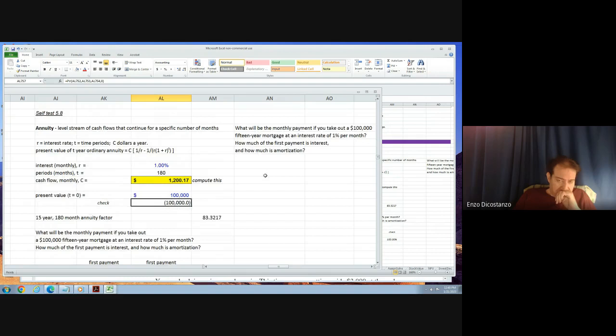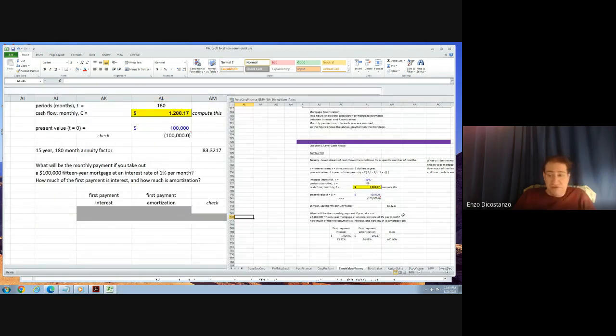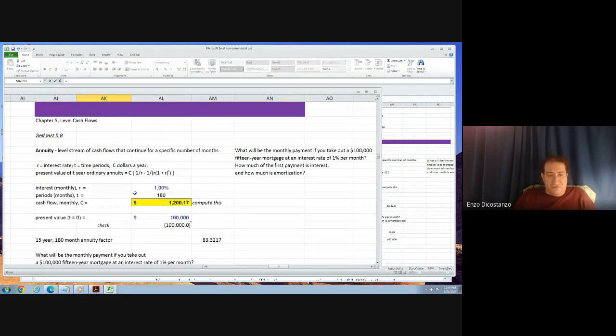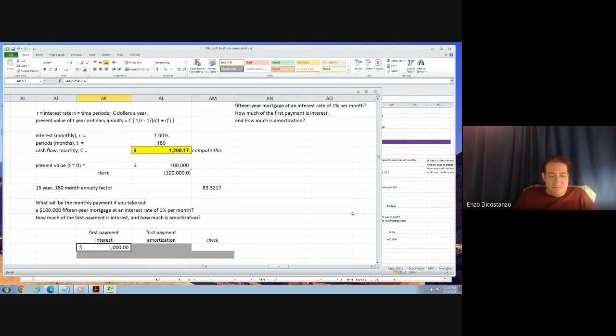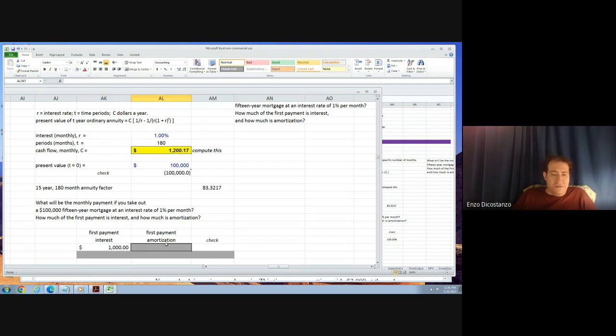Now, the question is, how much is the first payment in interest? How much is amortized? So you're really looking at that first table here. So yeah, the first interest payment is simply the rate times that principal, because that's what you're starting with. That's 1,000. Okay. And then the amortization. So if you're paying off that much in interest and you're paying 1,200, obviously you're just going to subtract these two. That's a way to look at it.